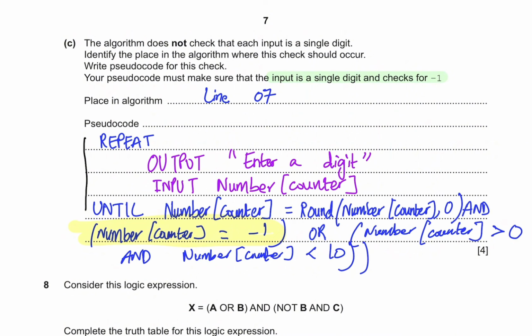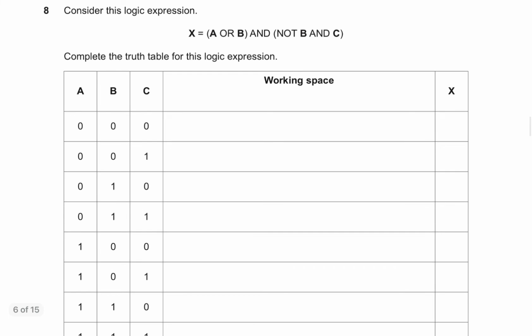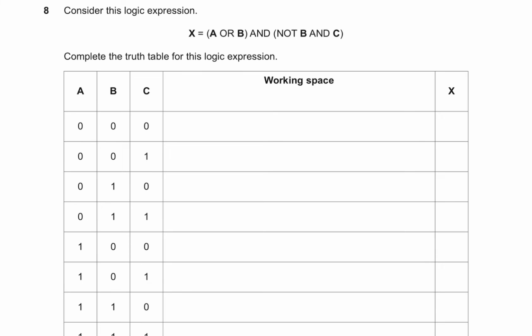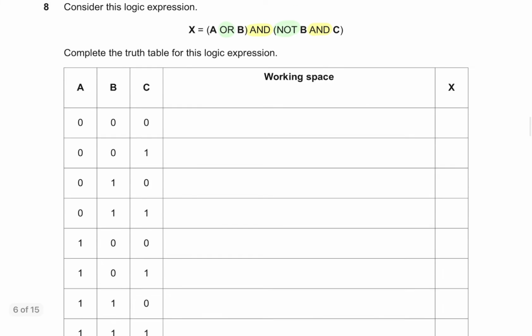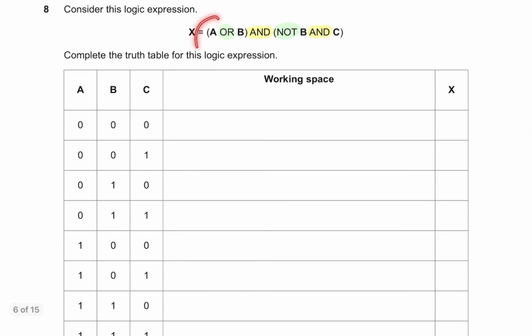All right. The next question is a logic gate question. You have an OR gate, an AND gate, a NOT gate, and another AND gate. 4 gates you have. Basically, sometimes they ask you to construct it, but obviously here they haven't asked you, so you have to solve it.